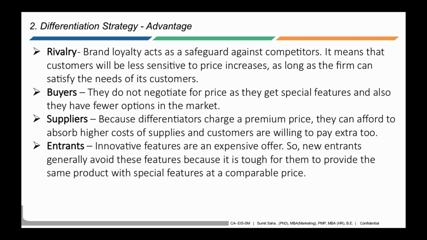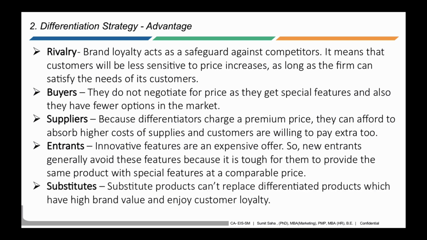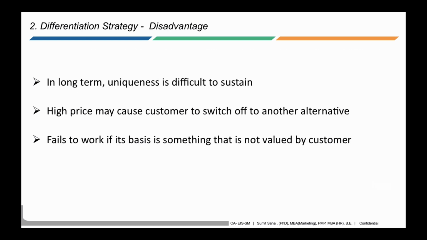And the last one is substitutes. Substitute products can't replace a differentiated product. Do you think I will go and buy? Okay, fine. Now we'll talk about the differentiation strategy's disadvantages. Very simple. In the long run, uniqueness is difficult to sustain. Now this is really a big doubt and question to you. How come in the long run uniqueness is difficult to sustain?